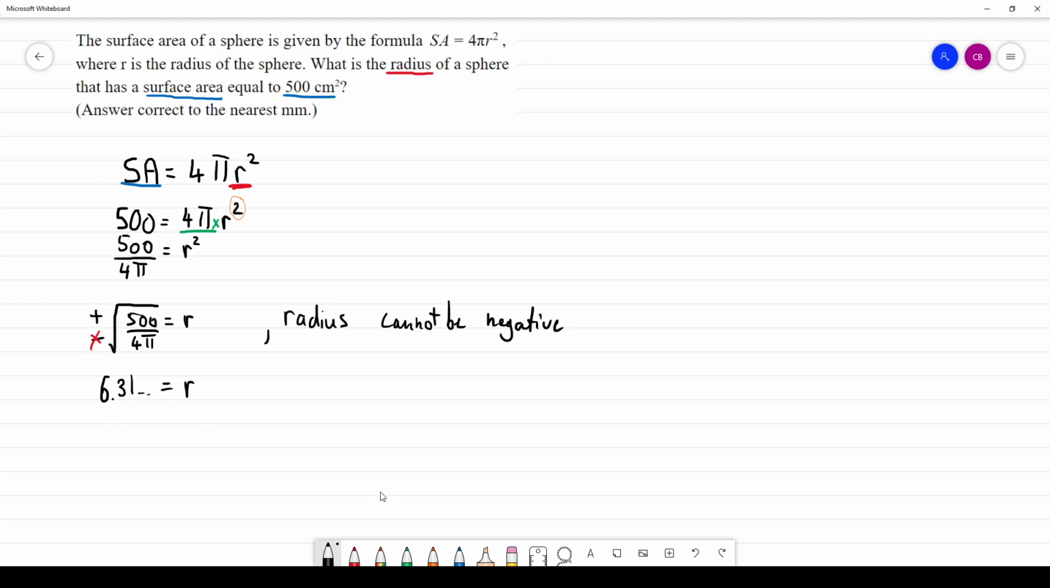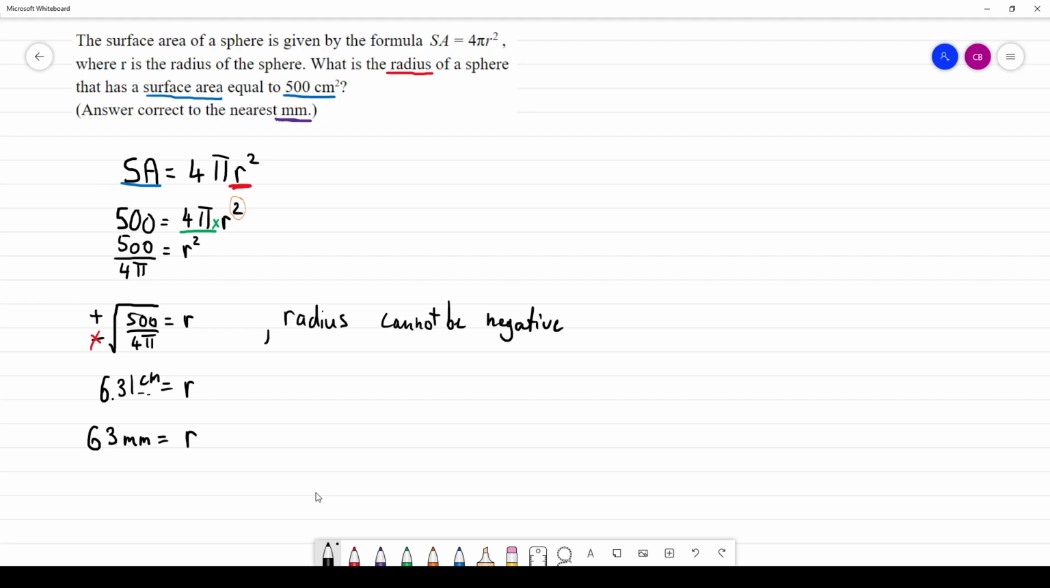if you round it. And we don't want to forget that we want the nearest millimeter. So this right now is in centimeters, because our area was in centimeters squared, so our radius is in centimeters. To get this into millimeters, we just need to multiply by 10. So this will be 63 millimeters, and that will be our radius.